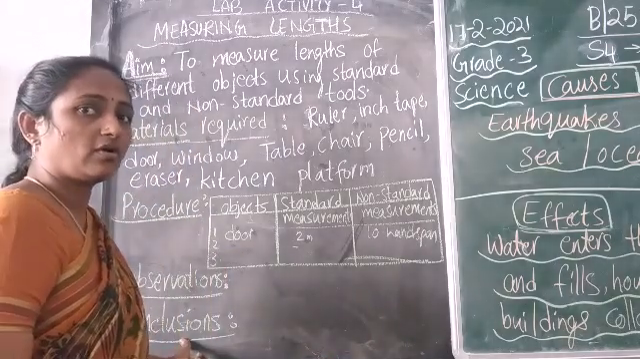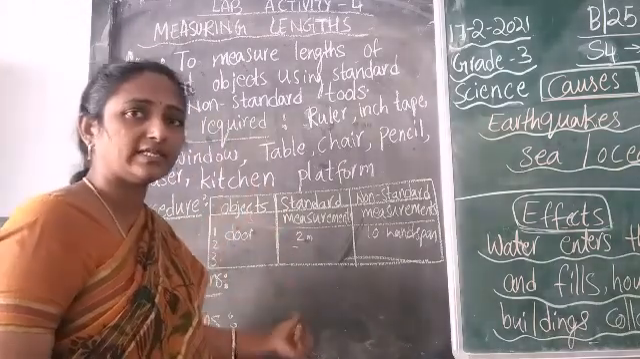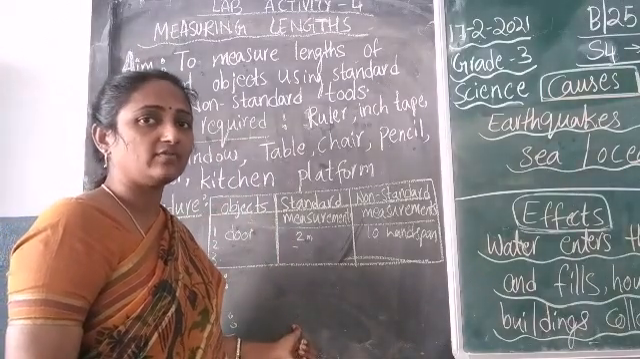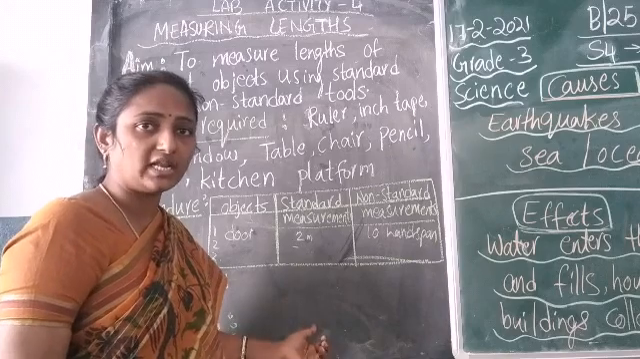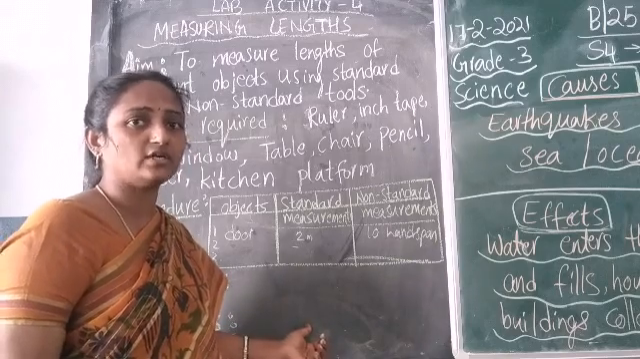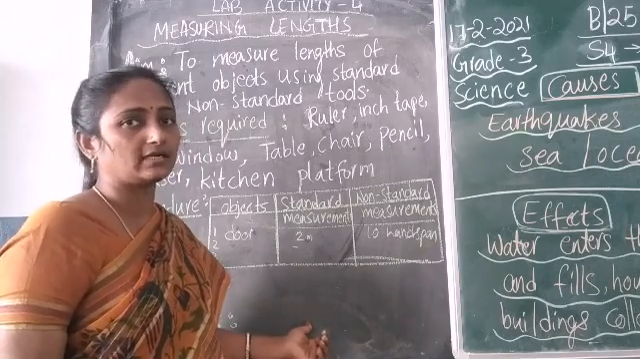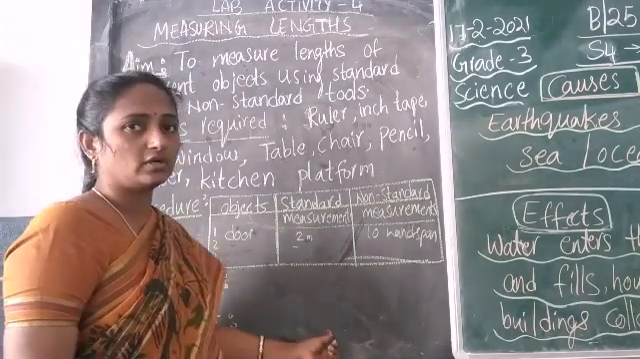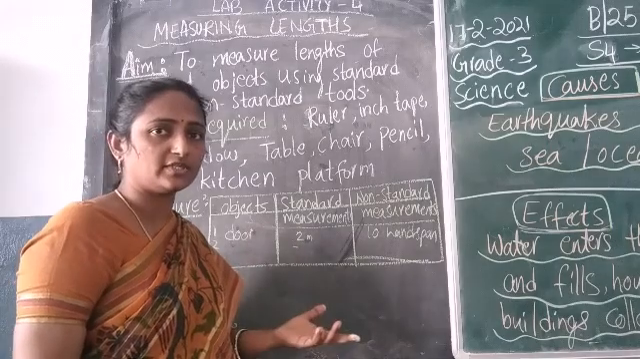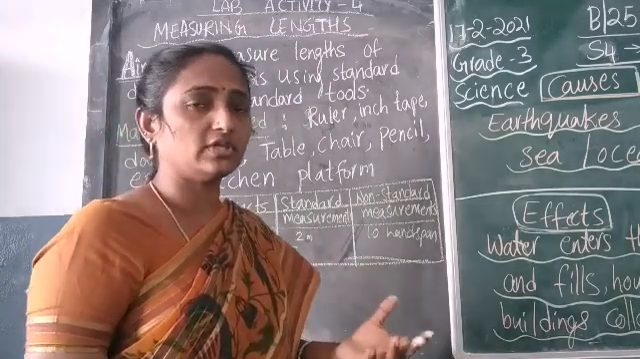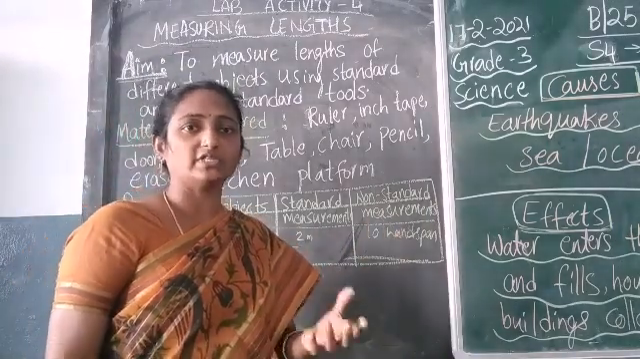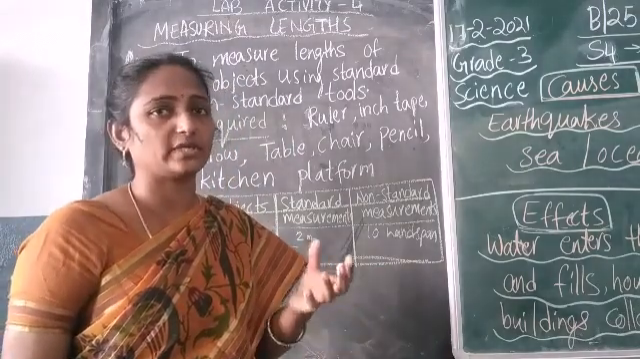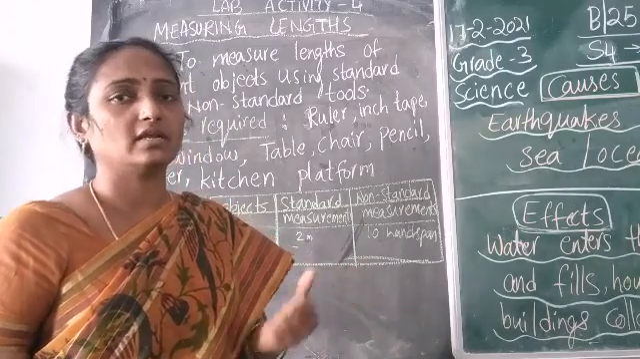Conclusion. So what can you conclude from this activity? We can conclude that to measure the length of any object, we have to use standard tools to get exact measurements. So in that way you are going to conclude. Non-standard measurements will not give you accurate measurements of any object. So we have to use standard tools to measure the lengths of objects.